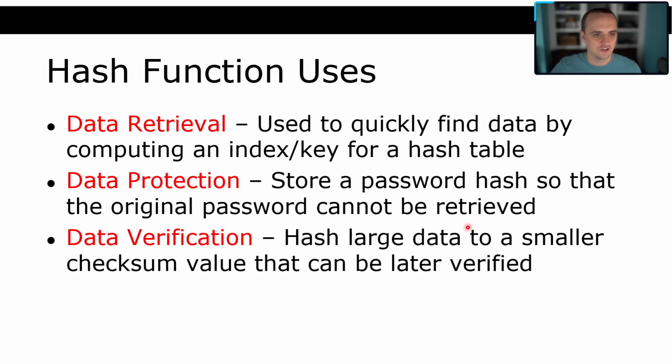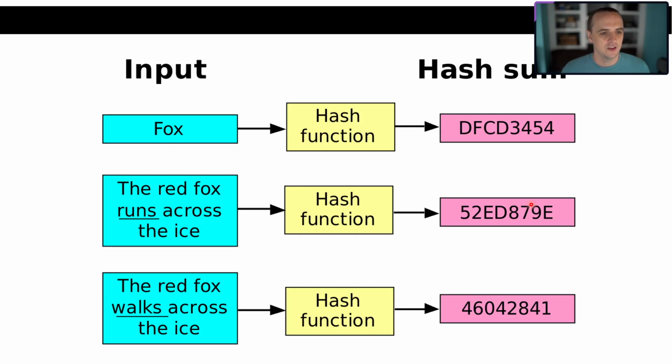So we can hash large amounts of data to smaller checksum values that can later be verified. This is used all the time online to verify a download. Let's say, for example, that this string here is a gigabyte of data. How is it possible for me to send you a gigabyte of data online and make sure that the bits I was trying to send you are the exact bits that you received? That's an important problem.